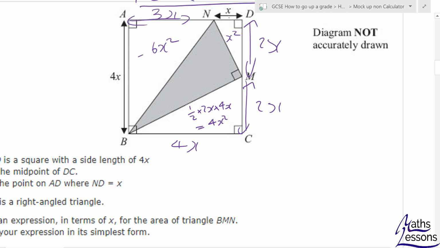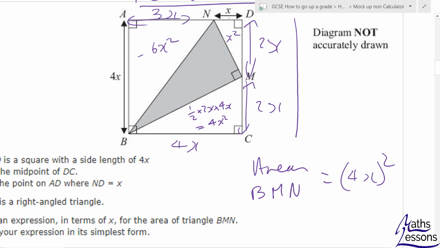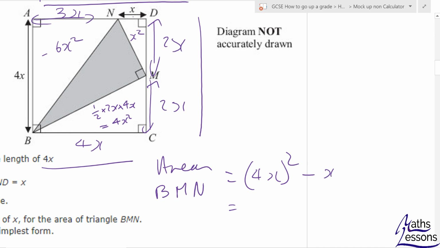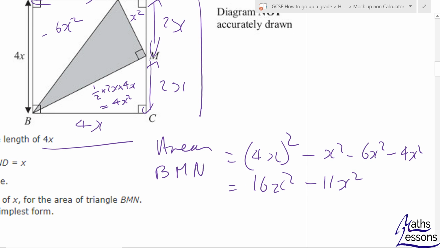So therefore, our area of BMN will equal 4x all squared, because you've got a square of 4x by 4x. And I've got to take away x squared, take away another 6x squared, and take away another 4x squared. 16x squared minus 11x squared. That will leave me 5x squared.